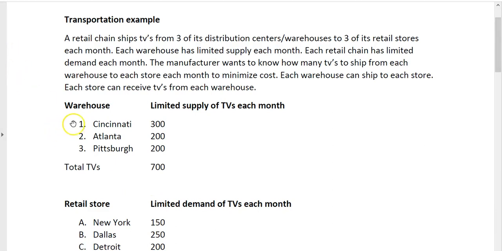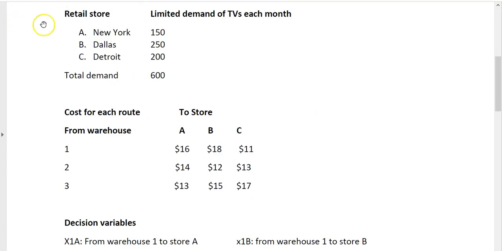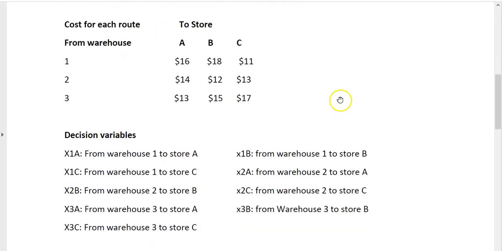So we have 3 warehouses, 1, 2, 3, Cincinnati, Atlanta, Pittsburgh, with a limited supply of 300, 200, 200, for a total of 700. Each store is A, B, C, New York, Dallas, Detroit, with a limited demand of 150, 250, 200, and a total of 600. Okay. We have a cost per route. We have a total of 9 routes.